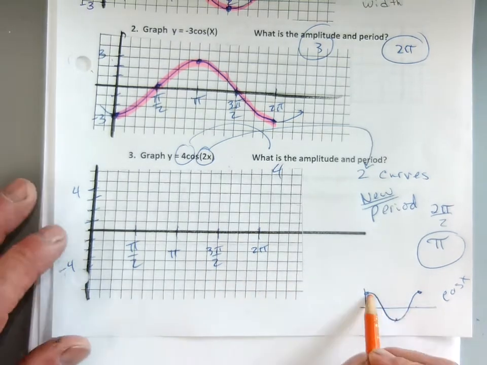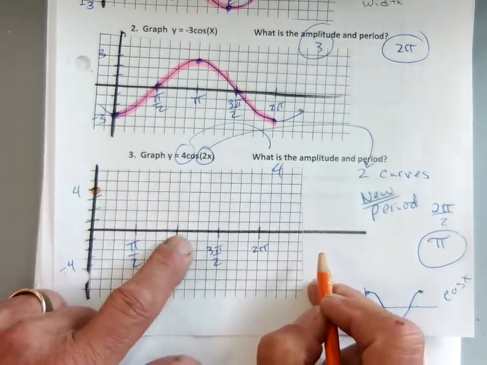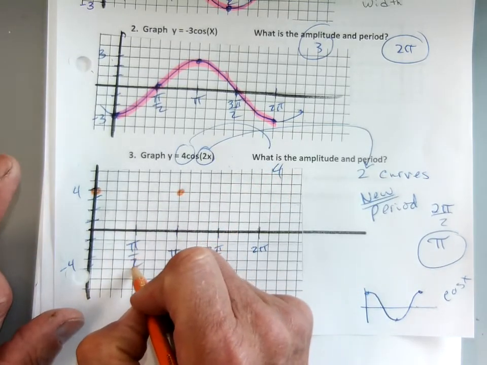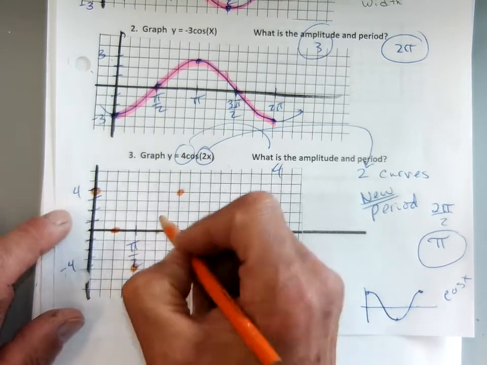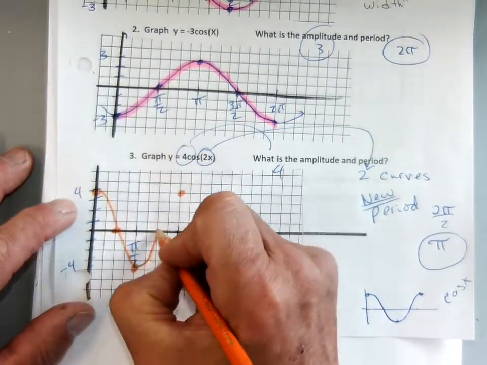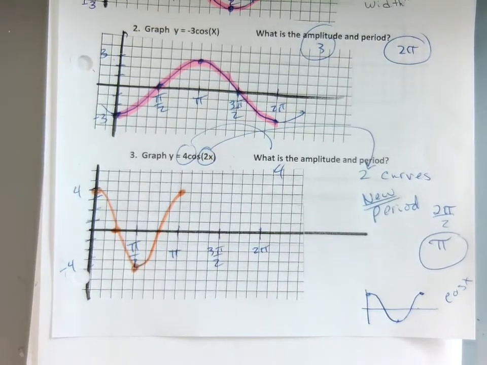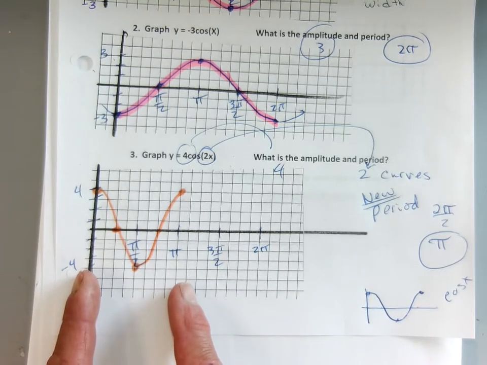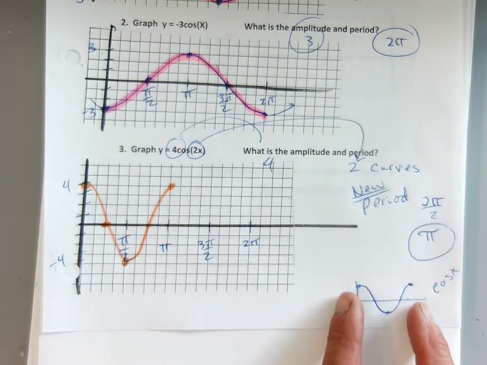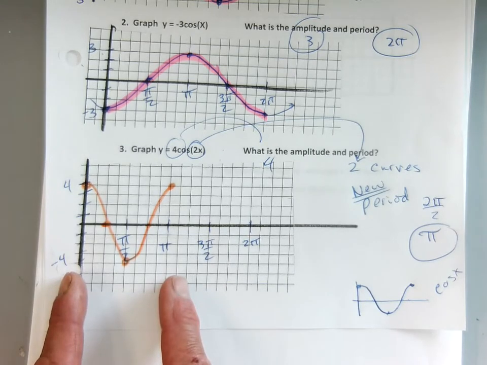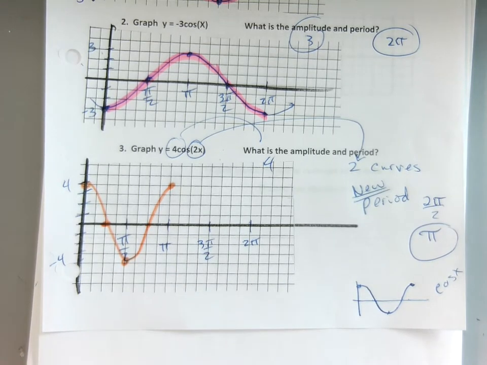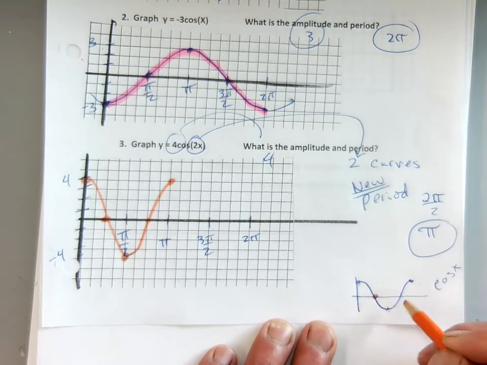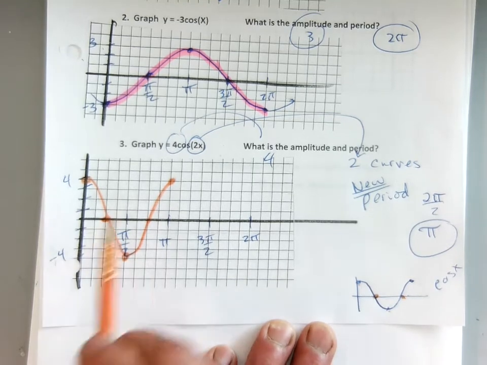So, it starts at 4, ends at 4. At pi halves, it's down to -4. Here and here. I'll back up. Here's this shape within 0 to pi. This is my cosine curve, and I put it between here. My dot to dot is beginning, end, middle, first quarter, third quarter. So it's just dot to dot, okay?